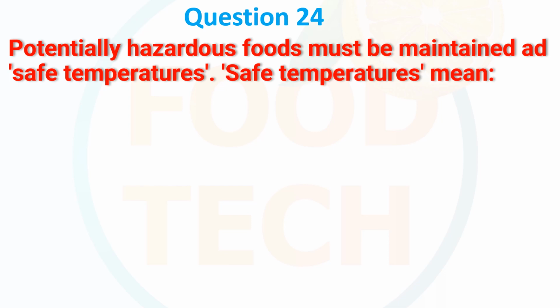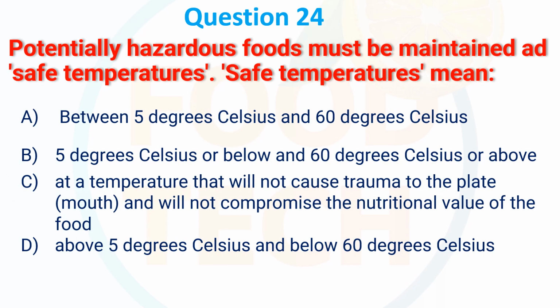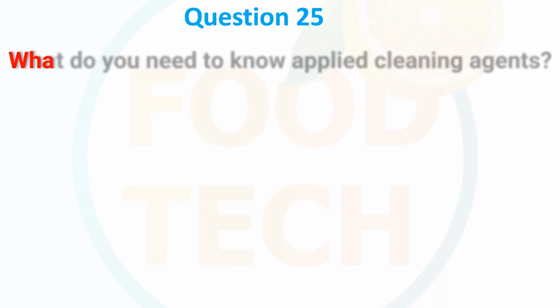Potentially hazardous food may be maintained at a safe temperature. Safe means: A. Between 5 degrees Celsius and 16 degrees Celsius, B. 5 degrees Celsius or below and 60 degrees Celsius or above, C. At a temperature that will not cause thermal damage to the plate and will not compromise the nutritional value of the food, D. Both 5 degrees Celsius and below 60 degrees Celsius. The answer is B. 5 degrees Celsius or below and 60 degrees Celsius or above.